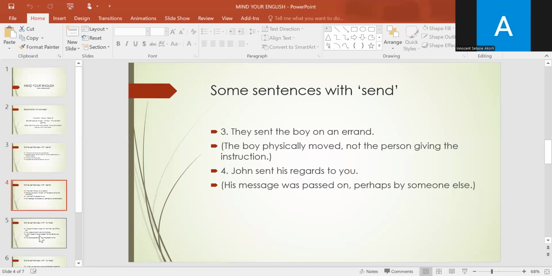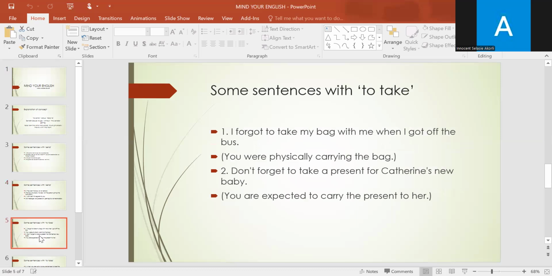And now let's take a look at some examples of to take or to take to. I forgot to take my bag with me when I got off the bus. You were physically carrying the bag. In other words, you were physically carrying it. At a particular point, you forgot to continue to carry it.